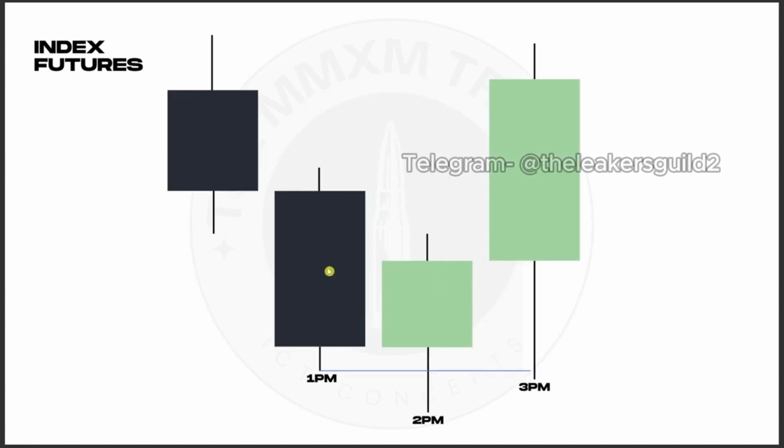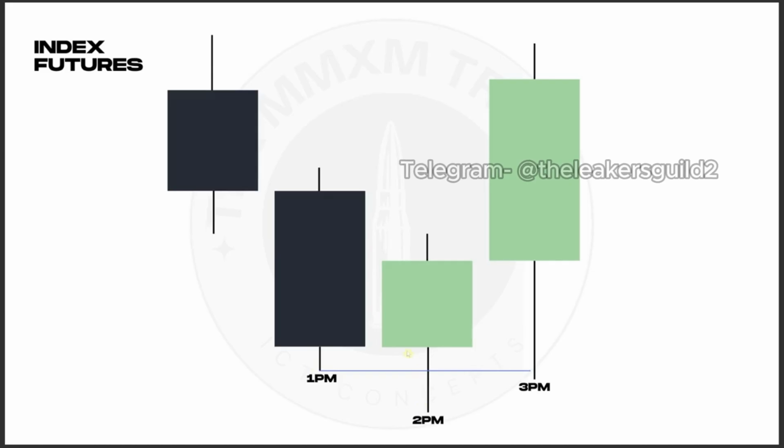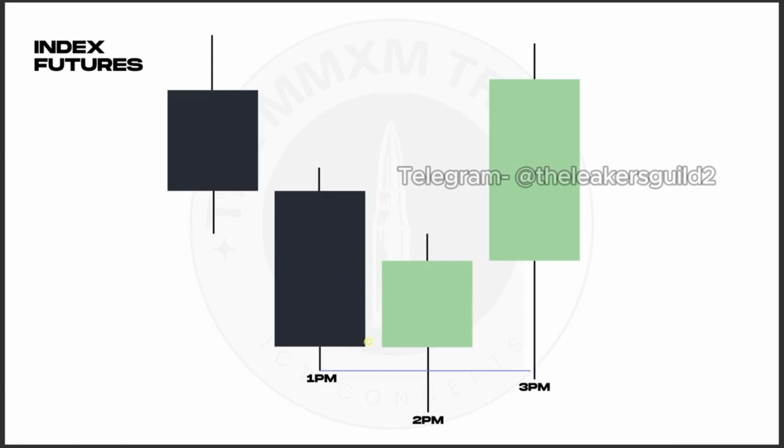Now for the PM session, the 2 p.m. candle, we want to be raiding that 1 p.m. candle's low, and then important, we want to close inside of this one. We want to close inside of this candle, so we know we have that swing formation, and then the 3 p.m.